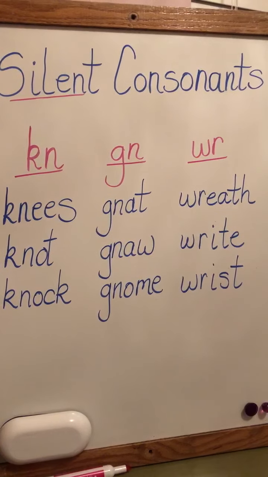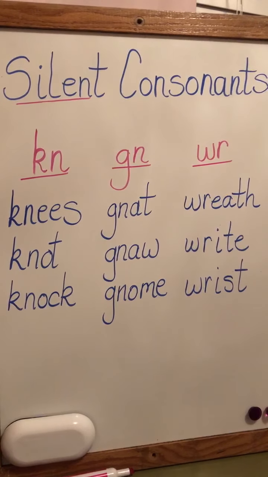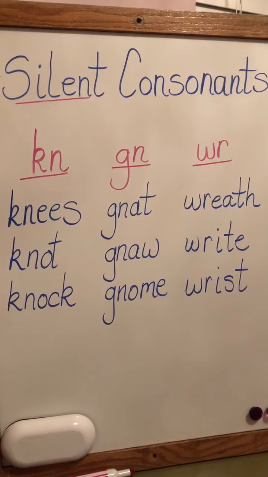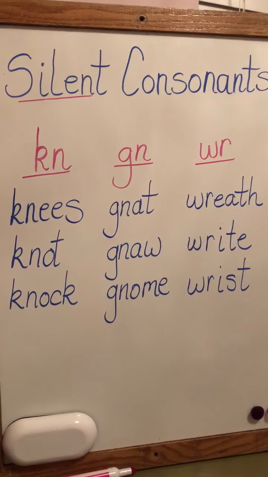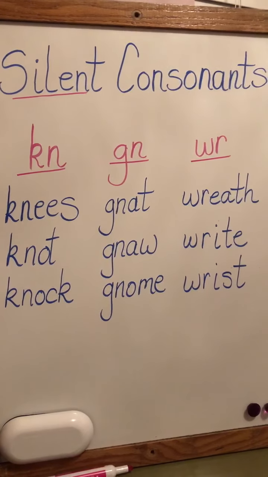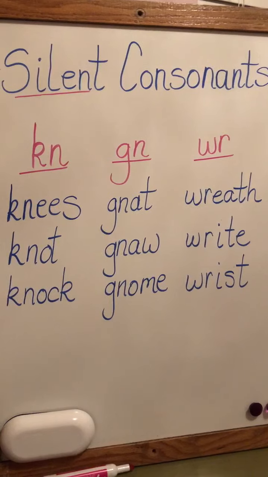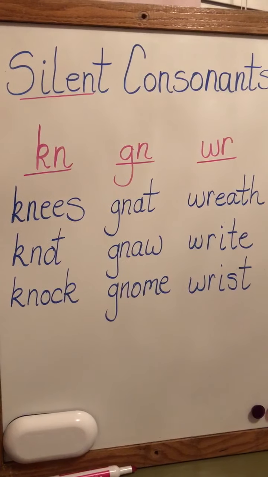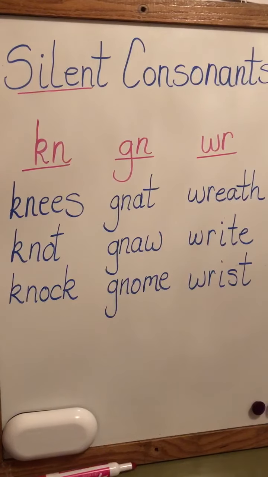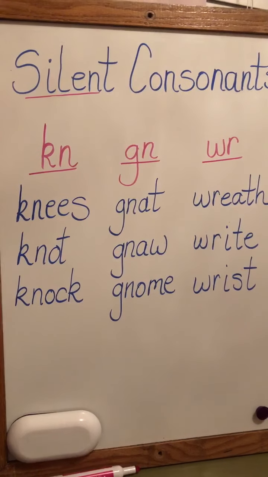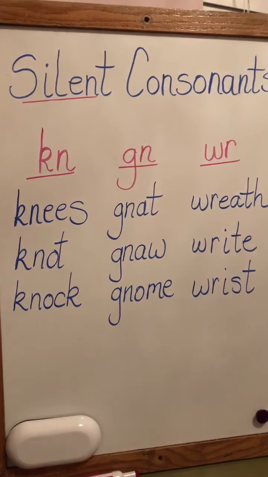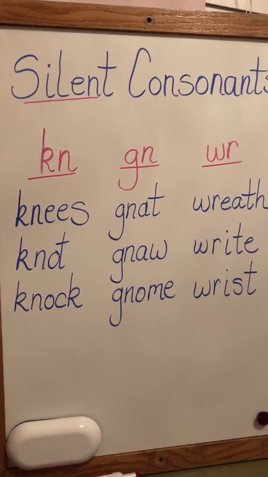It is when you have a consonant that is silent, kind of like the silent E that we've learned about, where you have the E that comes at the end of a word and it doesn't say anything. Well, this is similar, except this is when you have 2 consonants together, such as the ones I have here.